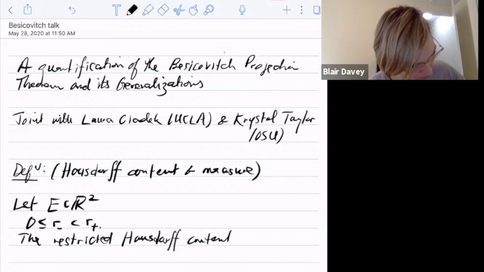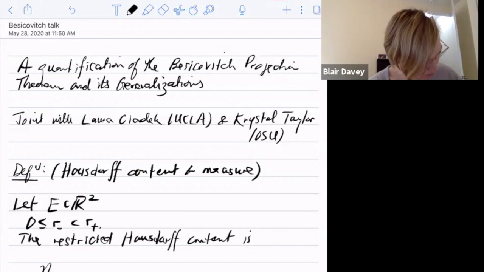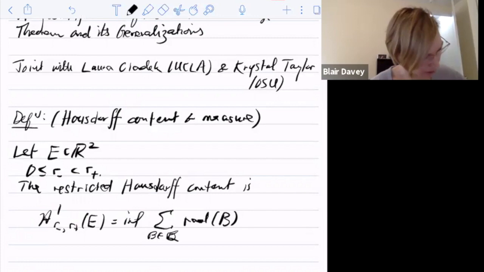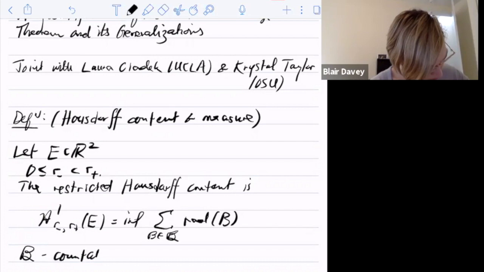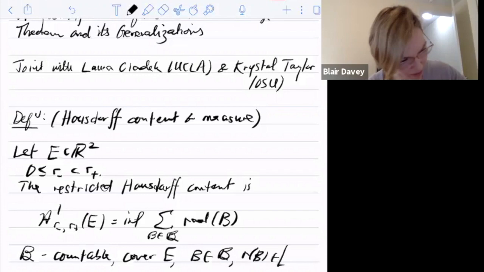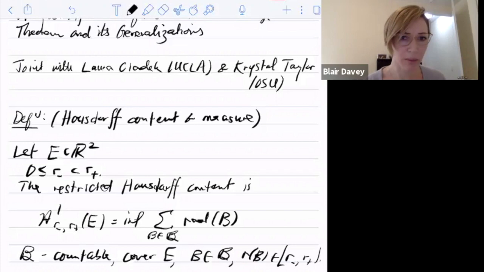Then we define what we call the restricted Hausdorff content as the following quantity. So we've got H1, the one-dimensional restricted Hausdorff content of our subset E, defined as the infimum of the sum of the radii of balls, where the balls go over a collection script B, and the infimum ranges over all collections B that are countable, cover E, and such that if B is in our collection, then the radius of B falls into the range of R minus to R plus. So we look at all covers by balls, and we sum up the dimensions of all of the balls in those countable covers, and we call this the restricted Hausdorff content.